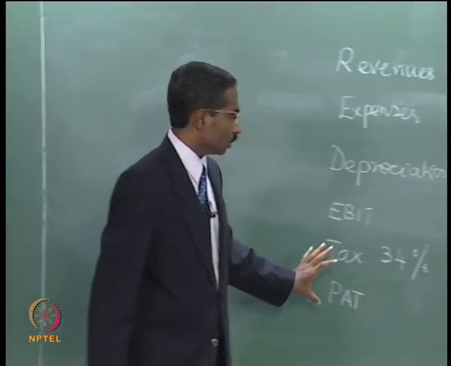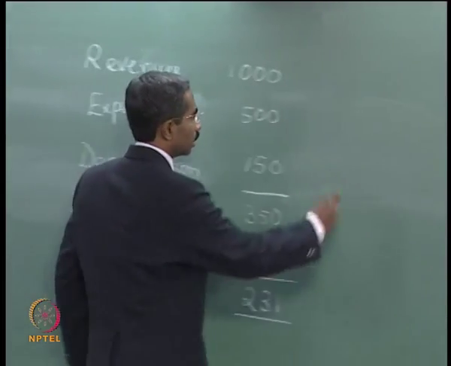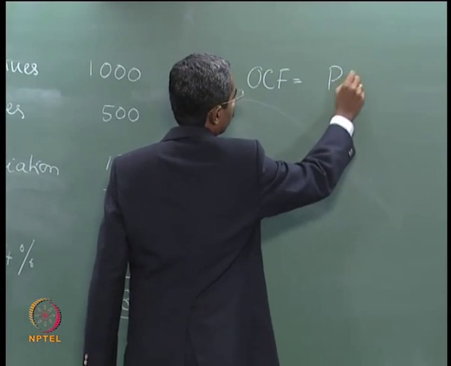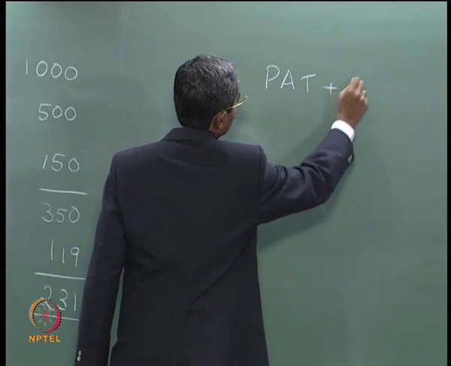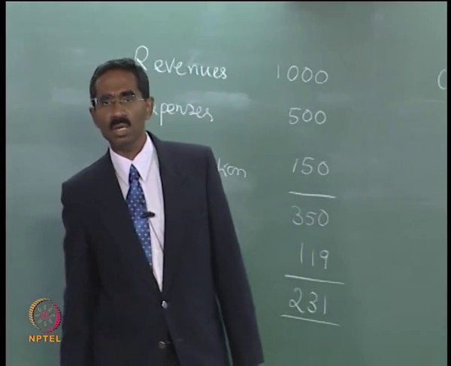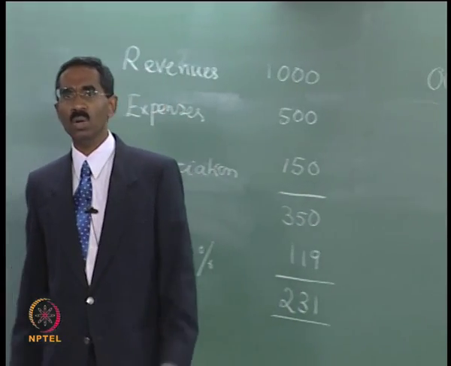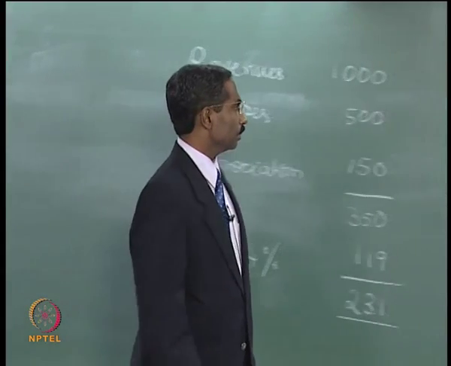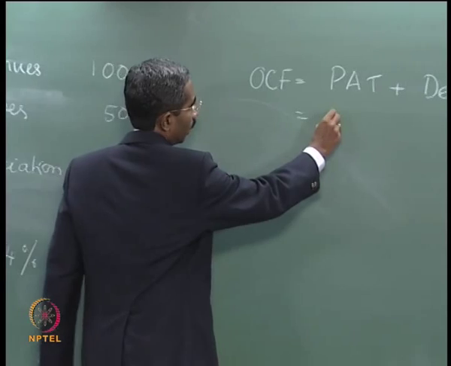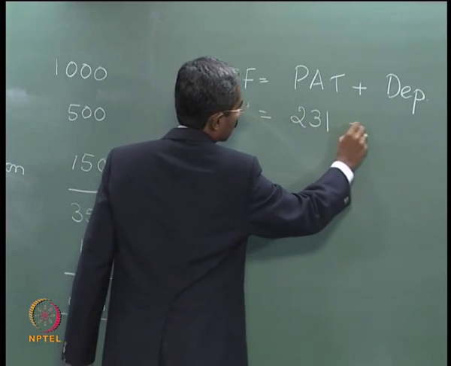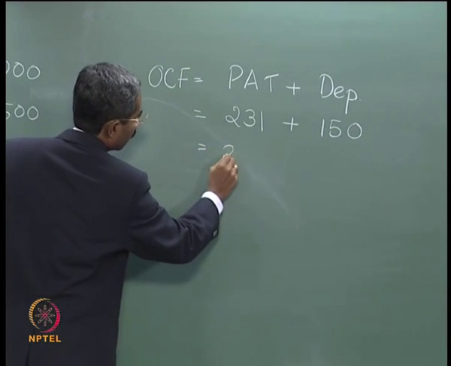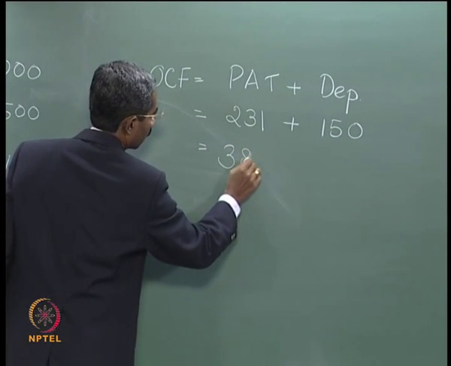All right. So now the operating cash flow is going to be profit after tax plus your depreciation. So profit after tax is nothing but net income, that is income net of all expenses. So the operating cash flow for the example that we have stated is 231, which is the profit after tax, and then the depreciation of 150. So the operating cash flow is 381.